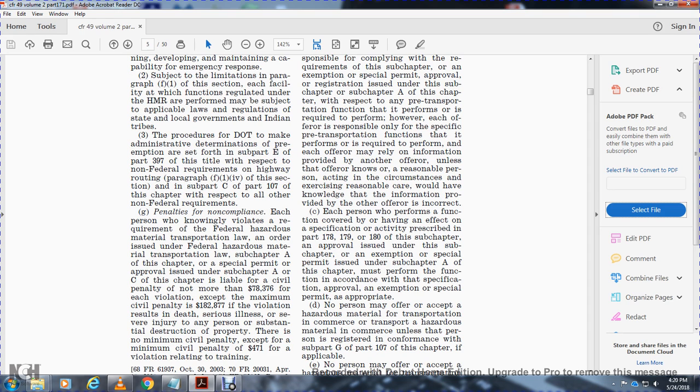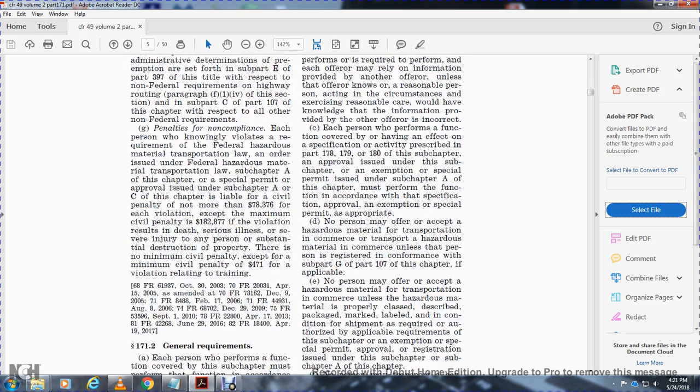$182,877 where the violation results in death, serious injury, or severe injury to any person, or substantial destruction of property. There is also a minimum civil penalty of $471 for a violation relating to training.